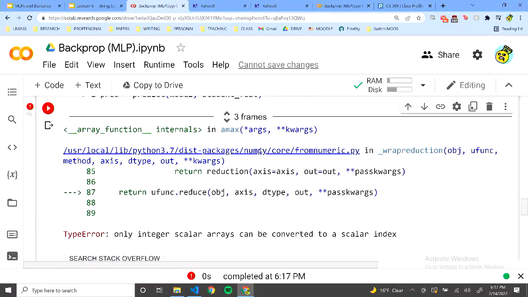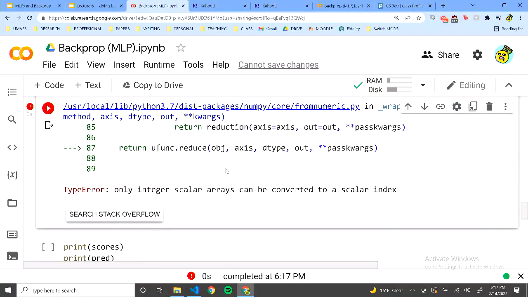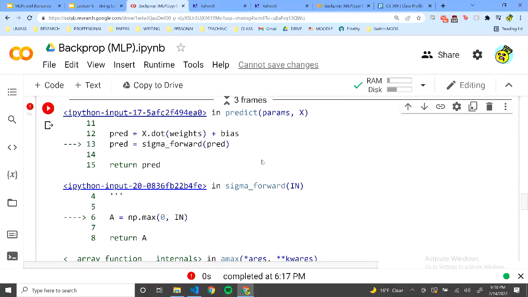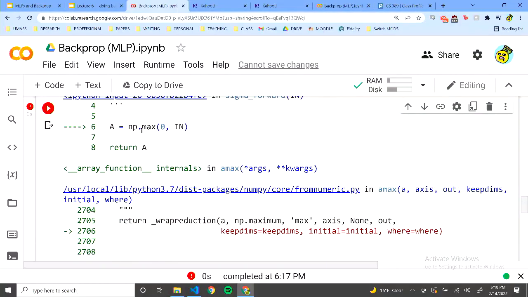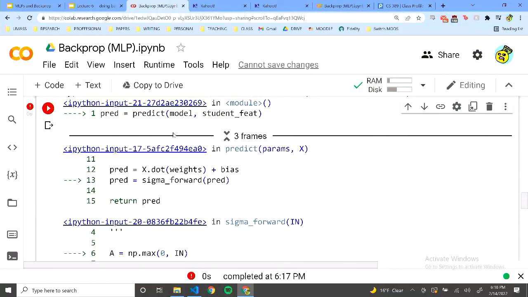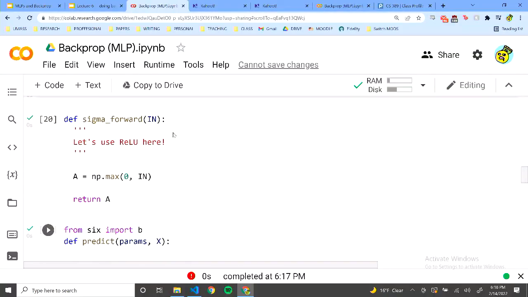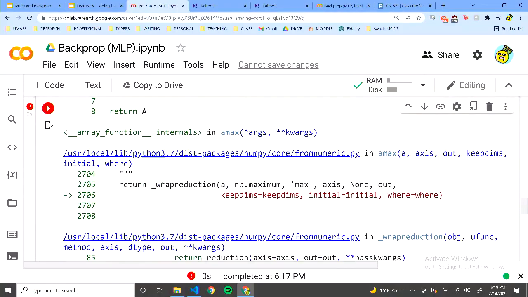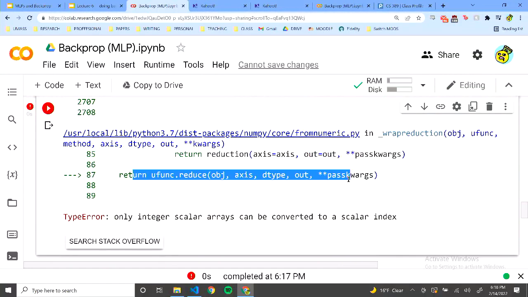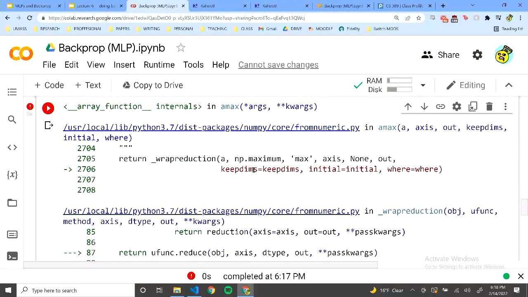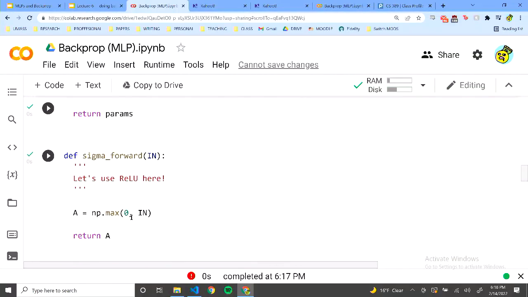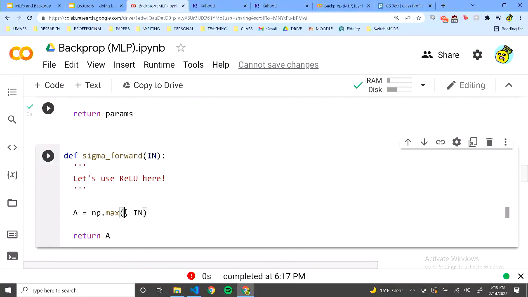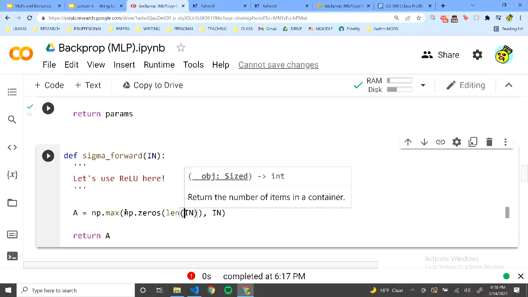Return to reduction. It's messing up on the max, and I don't know why. Let's debug together. It's happening during the reduction, so it's trying to compare it to this 0. I'm pretty sure NumPy needs an actual array of zeros, which I can do. So I can do something like np.zeros of len(in), or in.shape is actually better.